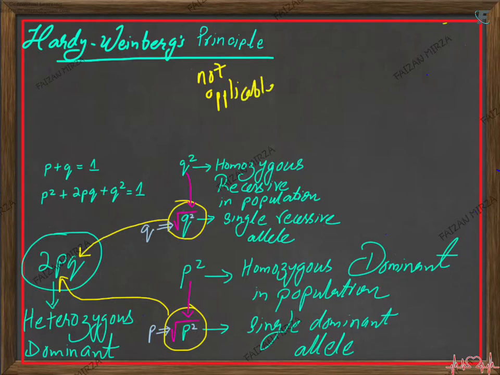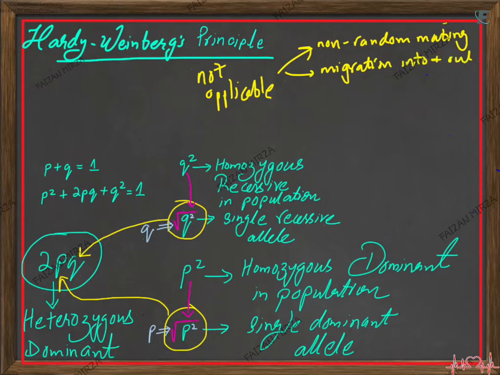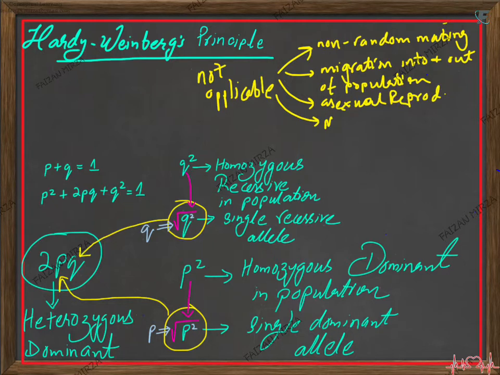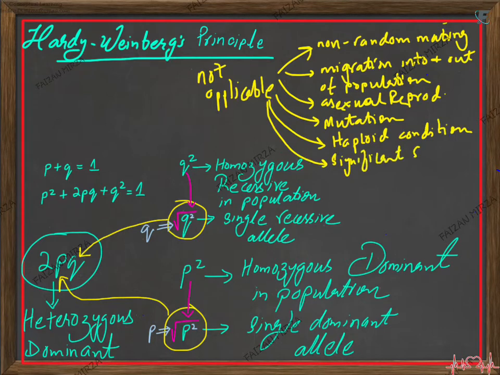Hardy-Weinberg principle is applicable in most cases, but it is not applicable when the mating is non-random or when migration into and out of the population is occurring in a given region, or probably when the reproduction is asexual, or when mutation has occurred, or when the haploid condition is there, or even when there's a significant selection pressure against a particular allele.